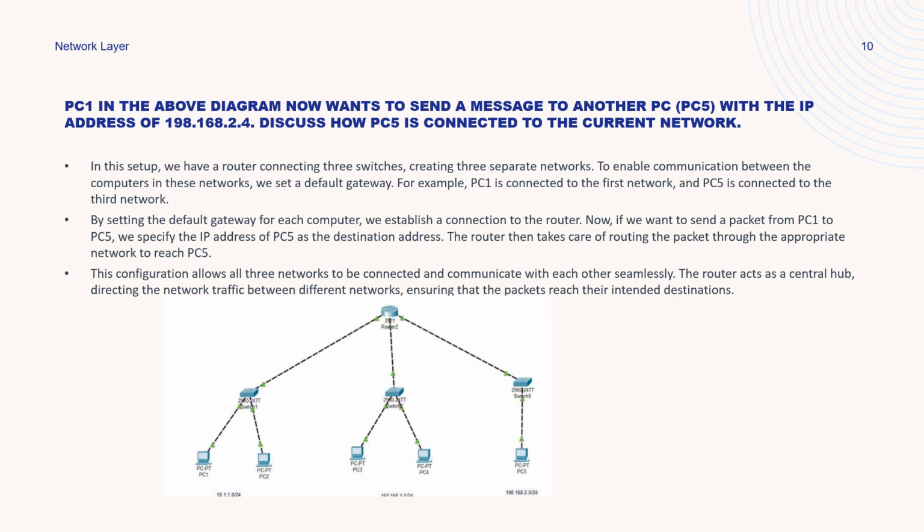Now if we want to send a packet from PC1 to PC5, we specify the IP address of PC5 as the destination address. The router then takes care of routing the packet through the appropriate network to reach PC5. This configuration allows all three networks to connect and communicate with each other. The router acts as a central hub directing the network traffic between the different networks, ensuring that the packets reach their intended destinations.